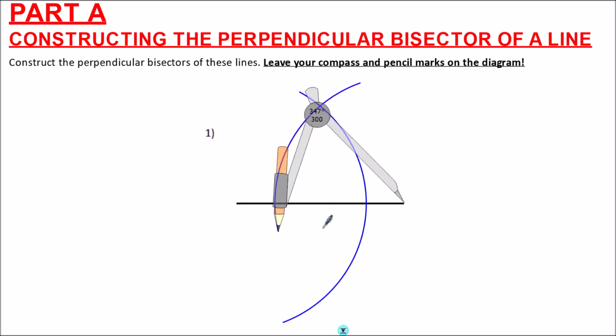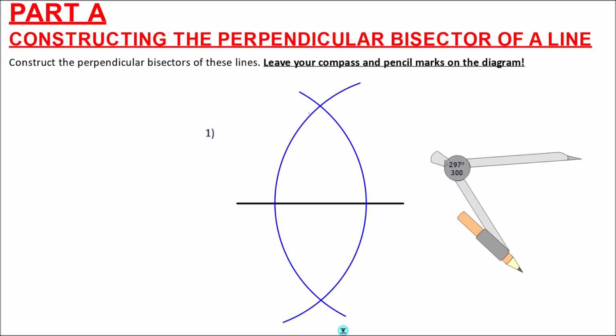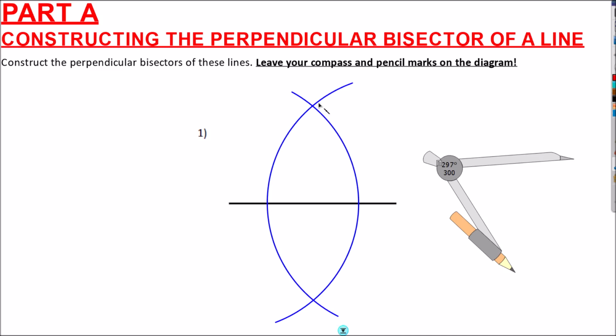And what should happen is the 2 curves cross at 2 points above and below the line. With a ruler, we're going to draw a straight line through these points like this. And when we do that, that's our perpendicular bisector. So that red line is our final answer.